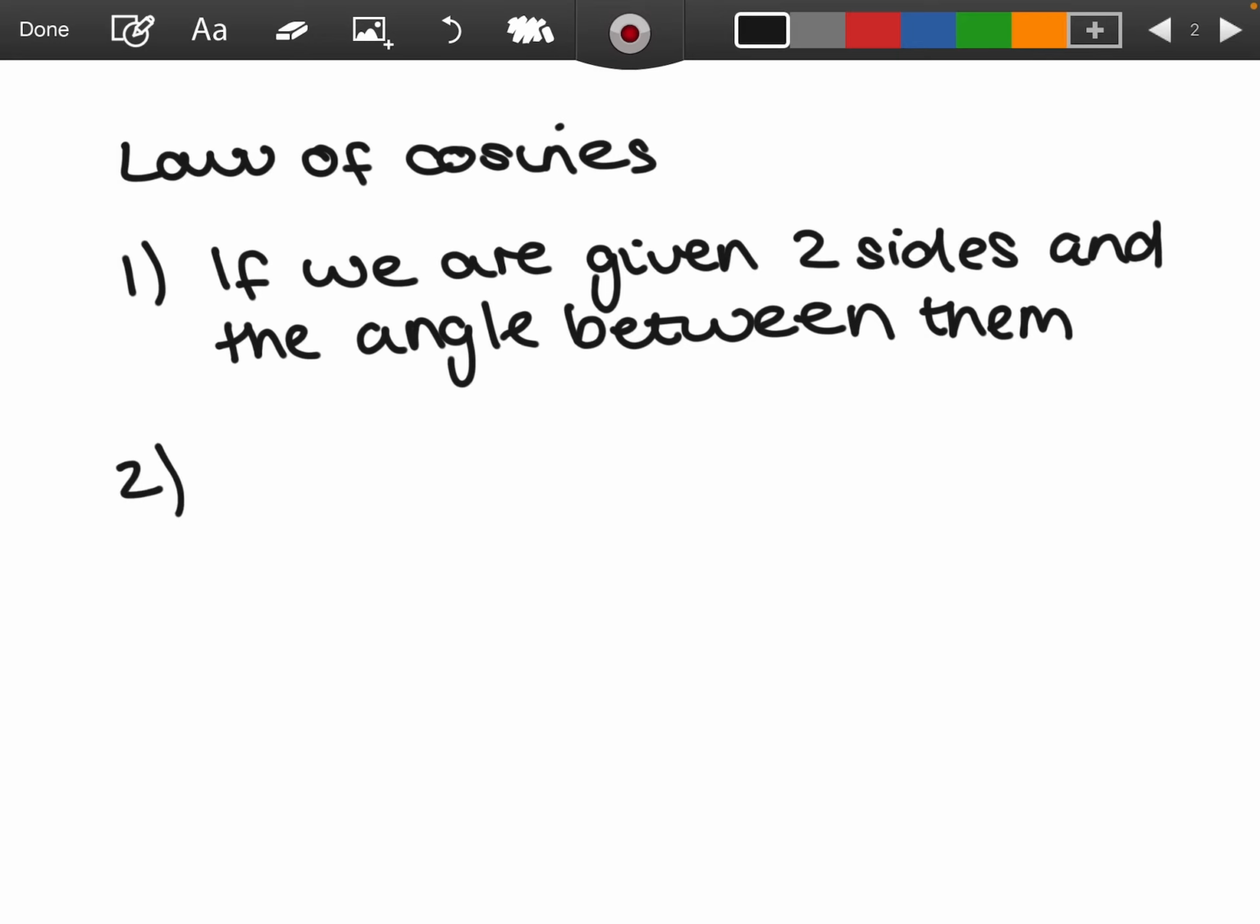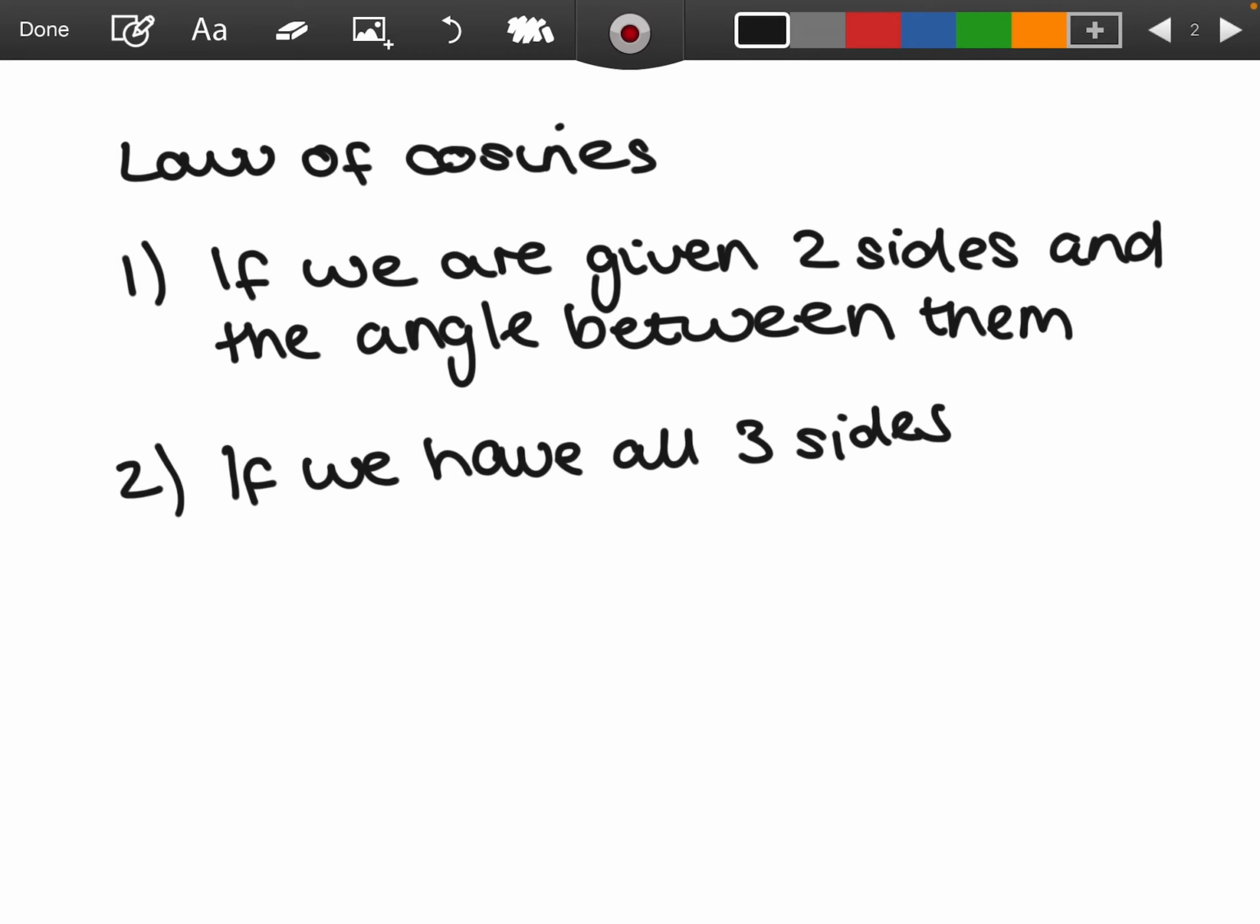The other case that we will be able to solve using the law of cosines is when we have all three sides. The way that we denote these two cases is going to be side, angle, side, and side, side, side. So SAS and SSS. I'm going to show you how we get the law of cosines, and then I will go through the first case, the side angle side case. In the next video, we're going to look at the case where you're given three sides, and then we're going to look at some word problems.